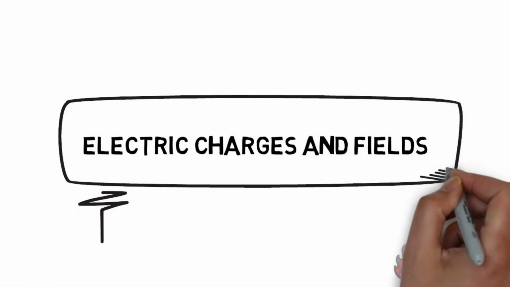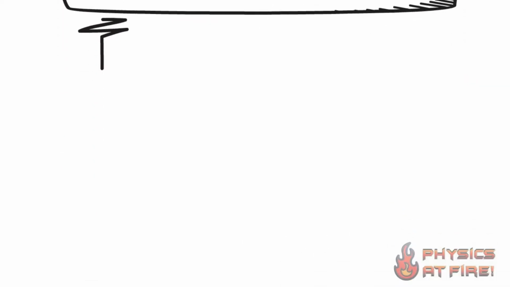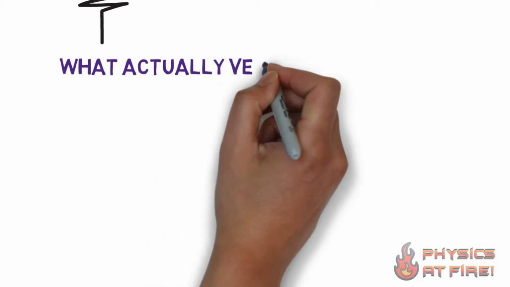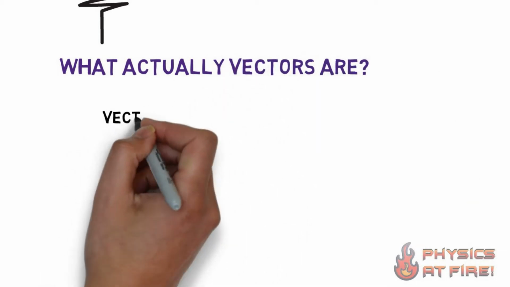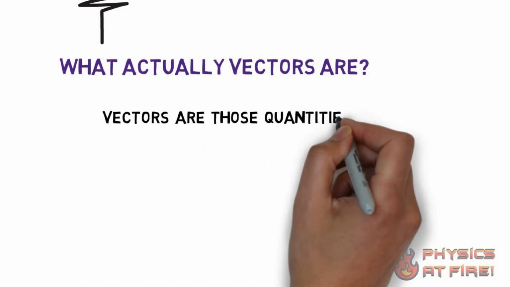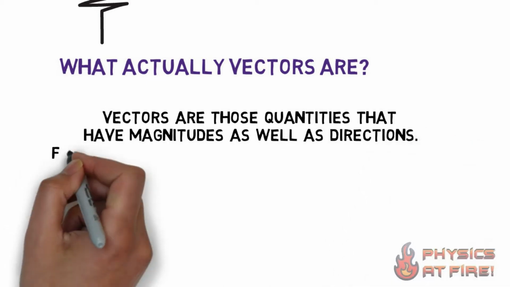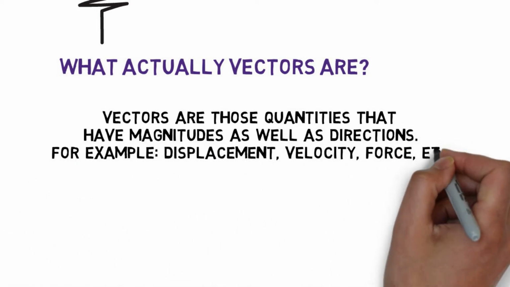Today we are going to discuss Coulomb's law in vector form. Before starting that, let's know something about vectors. What actually are vectors? Vectors are those quantities that have magnitude as well as direction. For example, displacement, velocity, force, etc.